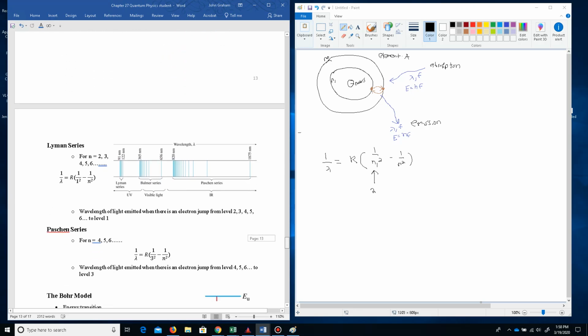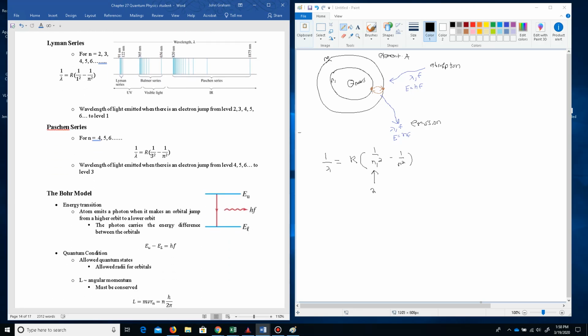The Lyman series, this one, uses the same equation, so I'm not going to write it again, but instead of it being a 2, it sets N1 to 1. It's looking from 2 to 1, 3 to 1, 4 to 1, and so on. What you see with the Lyman series is the wavelengths fall within this range here on the electromagnetic spectrum, and this is in the UV or ultraviolet range. Again, the Balmer series was in the visible light.